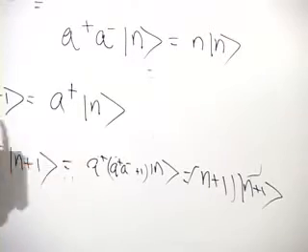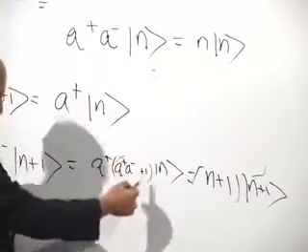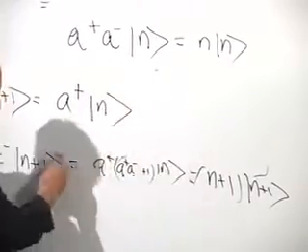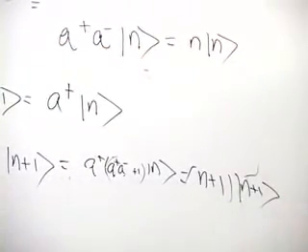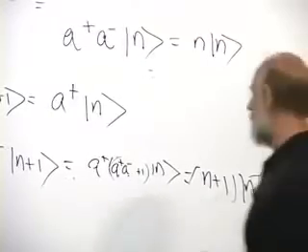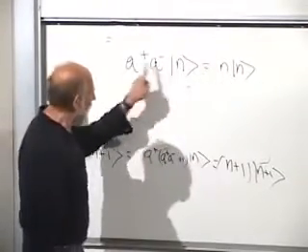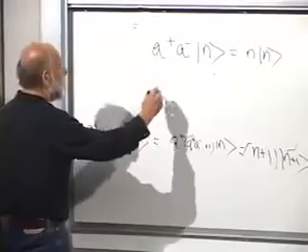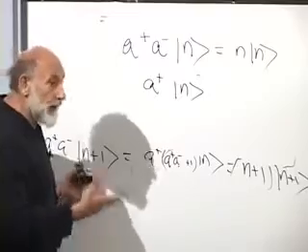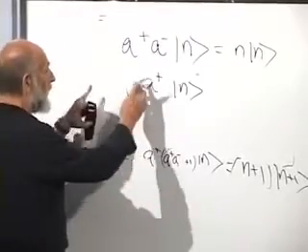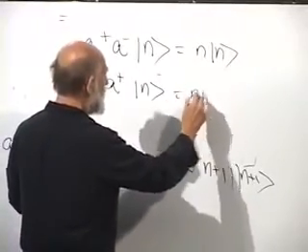The eigenvector n plus 1 is just A plus times n. Get it? That's what this says. And then A plus on n gives us the eigenvector n plus 1. Do the algebra. All right, here's the upshot. Here's the theorem: if you have an eigenvector with eigenvalue n of A plus A minus, and you hit that eigenvector with A plus to create a new vector, then that new vector is also an eigenvector of A plus A minus with eigenvalue n plus 1.